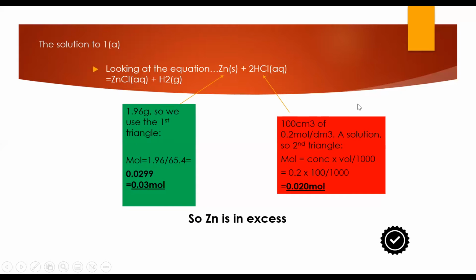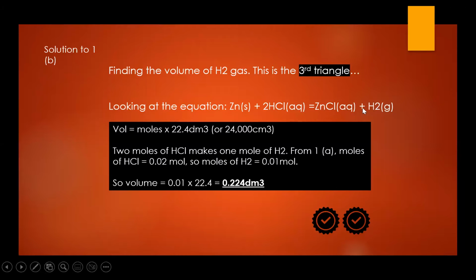Let's just look back on that one again. Here's the bit about the zinc being in excess. That means that there will be zinc left over. So the amount of hydrogen produced depends on the amount of HCl. Because in the whole equation, we get 1 H2 from 2 HCl. We start with 0.02, so we'll get 0.01 moles of hydrogen.